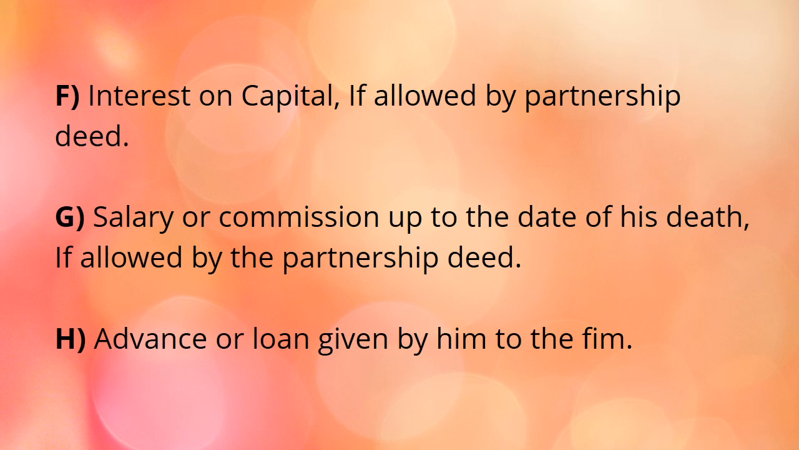It means only those items will be given to the deceased partner or to the retiring partner which are given in the partnership deed. H number, advance or loan given by him to the firm. See, I have taken all the maximum items, but not all of them will be present in the question. You may get only some of the points. So be careful. If any point is missing, do not just sit and wonder कि भाई ये item तो है ही नहीं, इसमें ऐसा नहीं करना. Whatever is given in the question, you have to solve the question accordingly.